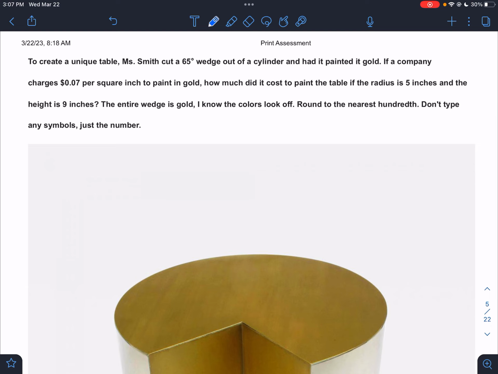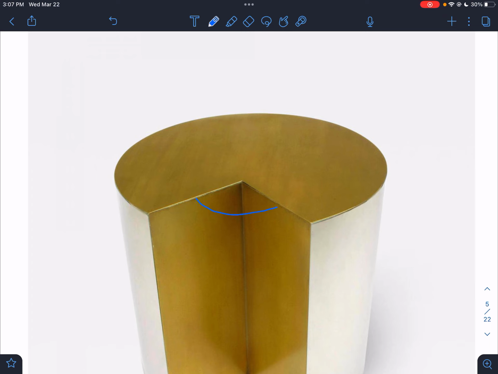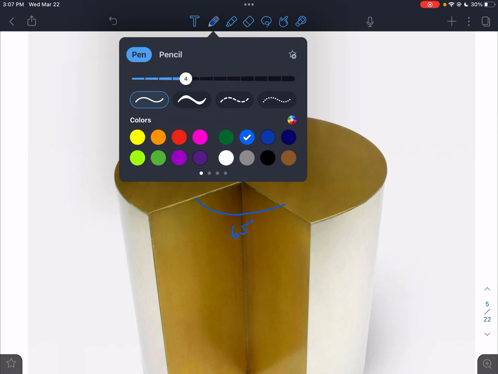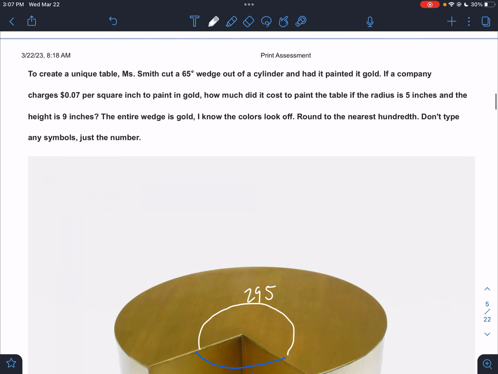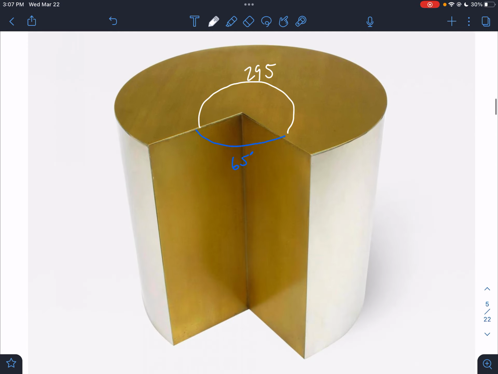It says we are cutting a 65-degree wedge out of the cylinder. That means that this piece that's gone is our 65 degrees. The piece that remains, the rest of it, would be 295. It's a full circle, so that would be 295. That's really important. They tell us that the radius is 5 and the height is 9. So the radius would be this line here. That's going to be 5.